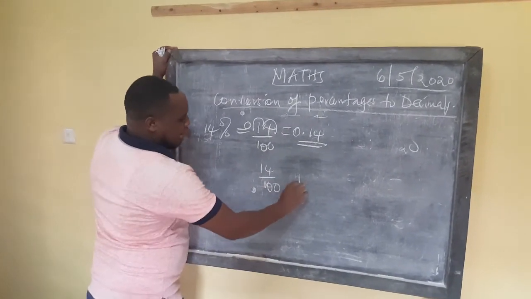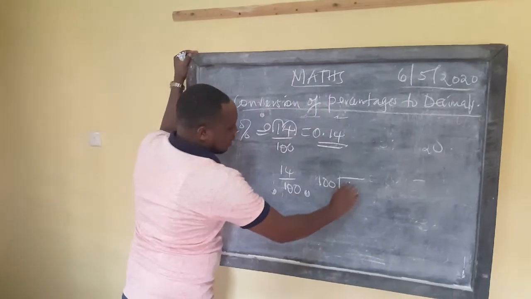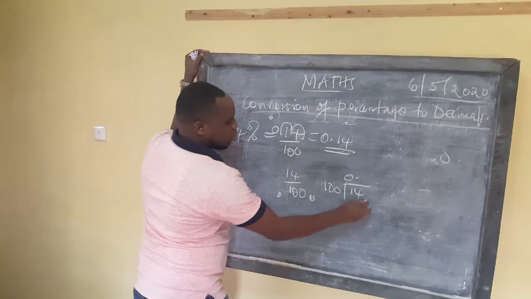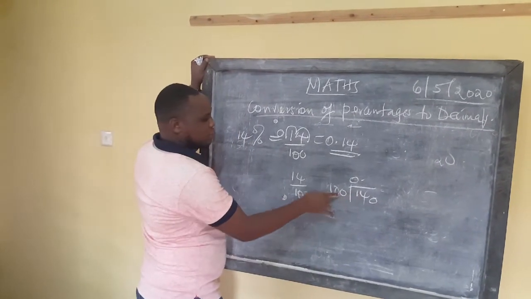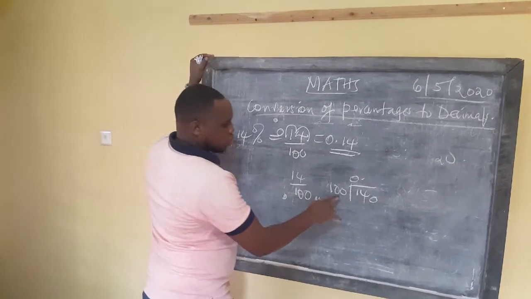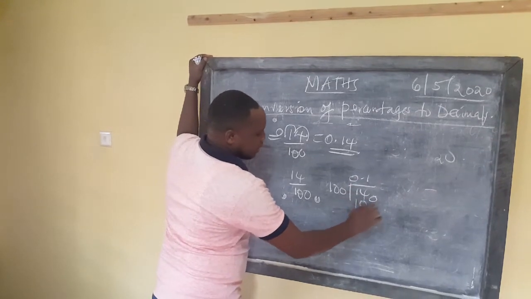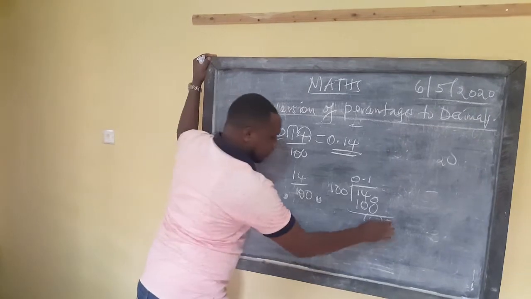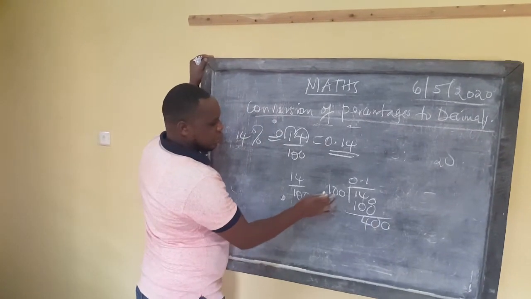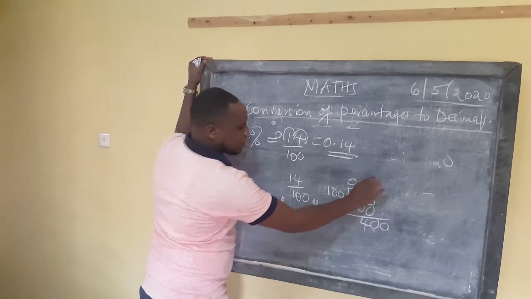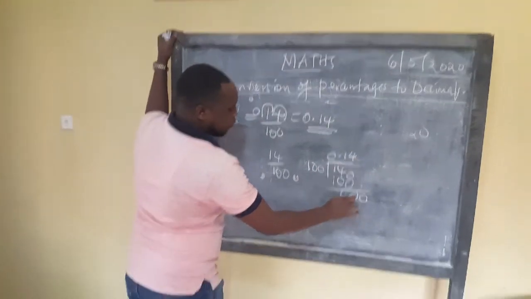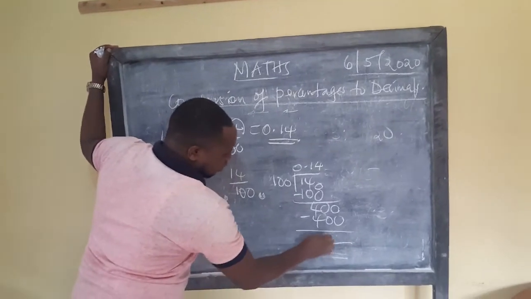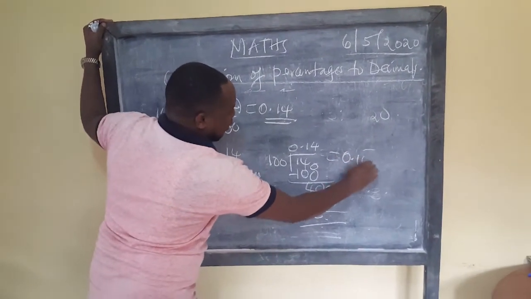The method number 2 is 14 over 100. You pick 100 to be there and 14 is here. How many times? 0 point. You put a 0 there because 14 is smaller compared to 100. So one time you get 100. You remain with 0 and then 4. You put a 0 there. You realize that 100 gets into 400 4 times. 100 times 4, you get 400. Subtract there, you get a 0. So your answer is 0.14.